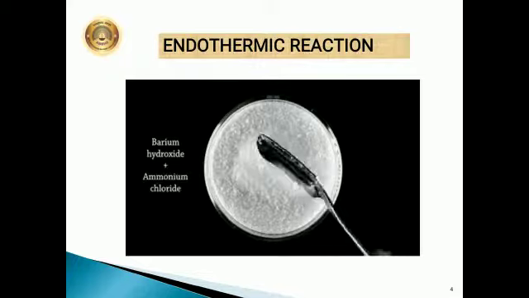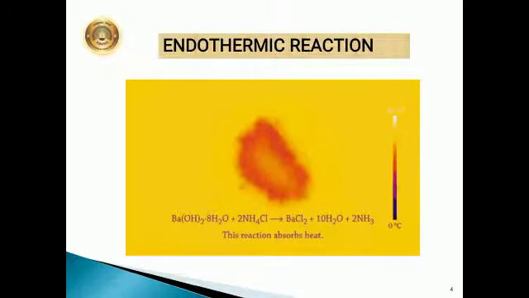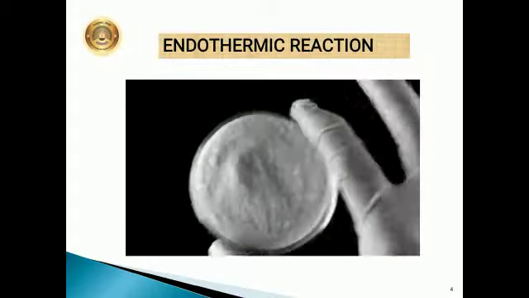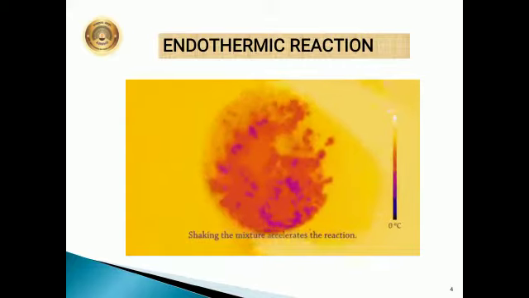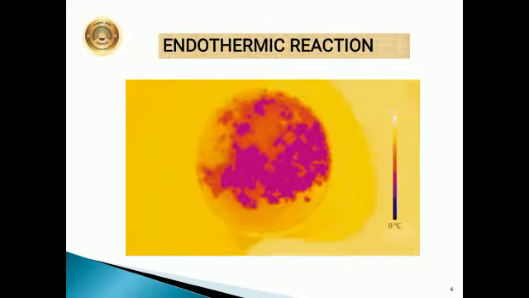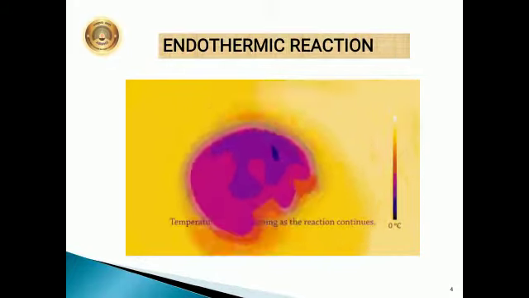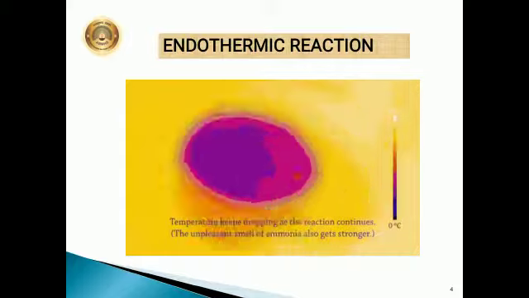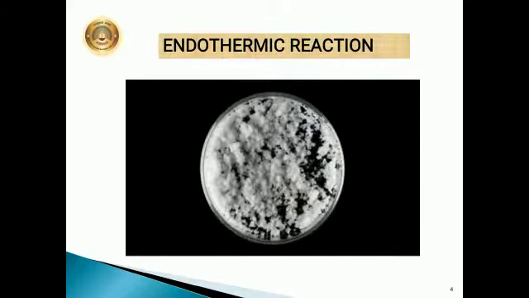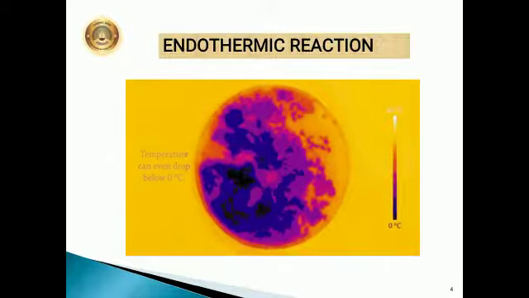Now here we see the example of barium hydroxide and ammonium chloride. Now what happens is you get barium chloride, water and ammonia. Now this reaction absorbs heat. Shaking of the mixture accelerates the reaction and you see the temperature is going down. Temperature keeps dropping as the reaction continues. The unpleasant smell of ammonia also gets stronger. Temperature can even drop below 0 degrees.